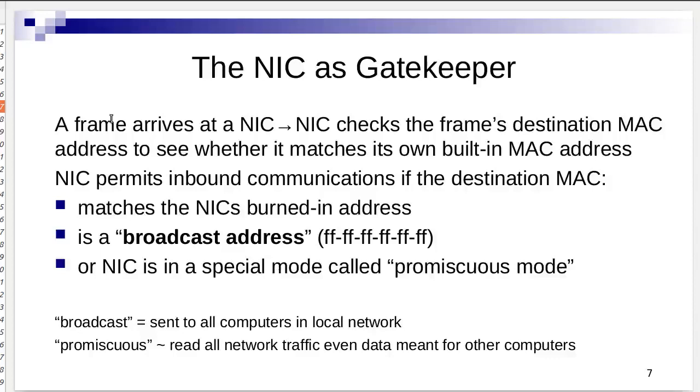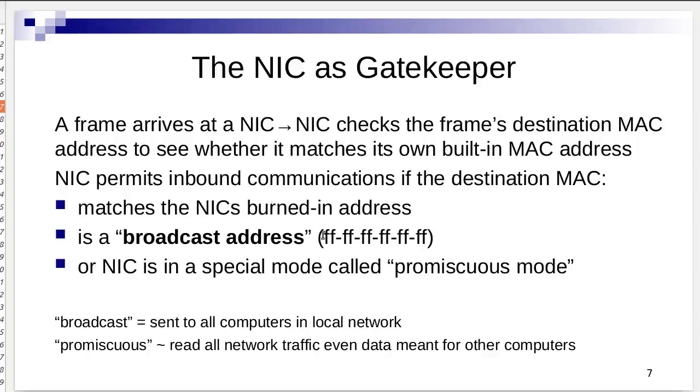So when a frame arrives at a NIC, the NIC has to check if the destination MAC address is the same as its own built-in in-ROM MAC address. And so there are three main possibilities. So if the MAC address for the destination of the frame matches your own burned-in address, then you are the intended recipient, and so you read the frame in, extract the packet, send it up, and also you check and make sure that the frame check sequence matches what you compute. The other possibility is that it was a broadcast address.